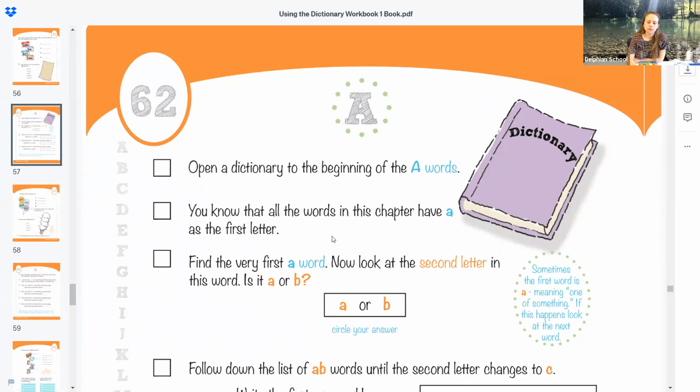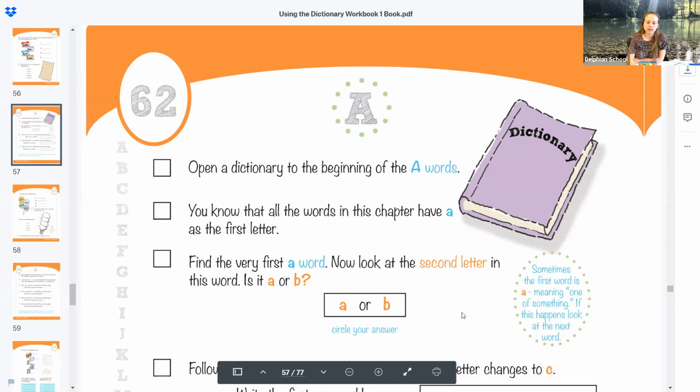Find the very first A word. Now look at the second letter. Is it A or B? Ooh, this is gonna be fun.